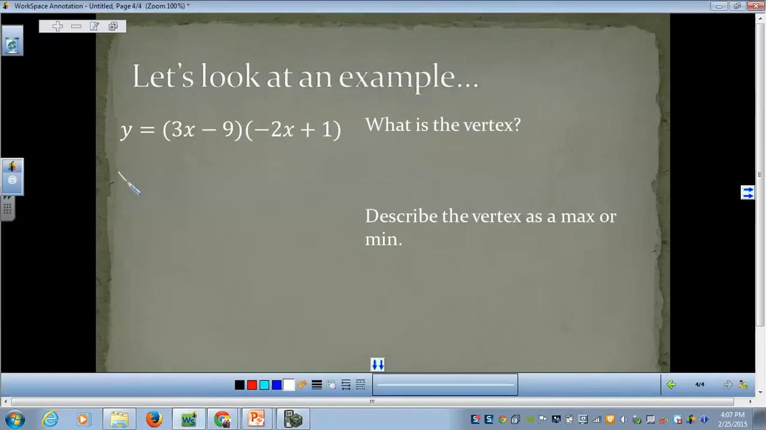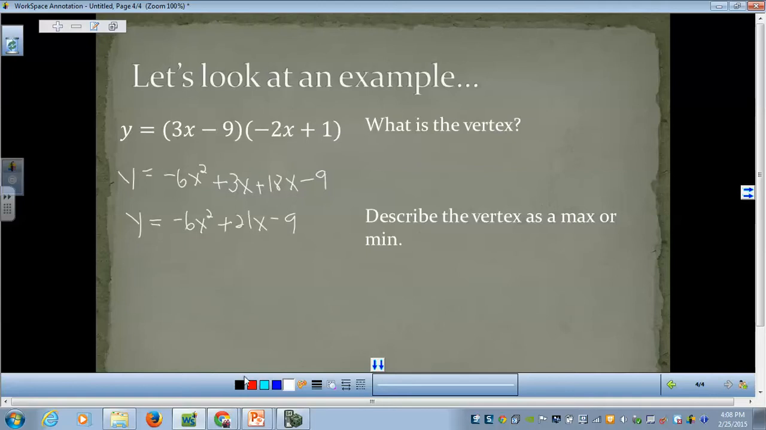So I am going to distribute. I get negative 6x squared plus 3x plus 18x minus 9. Combining like terms, I get negative 6x squared plus 21x minus 9. Once again, just distribute. 3 times negative 2x, negative 6x. 3 times 1, 3x. Negative 9 times negative 2, positive 18. Negative 9 times 1 is negative 9. So now I'm in standard form.